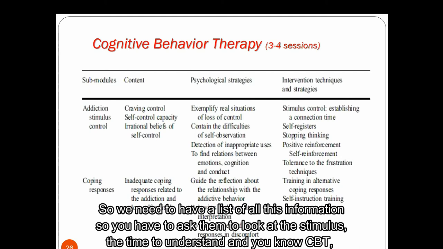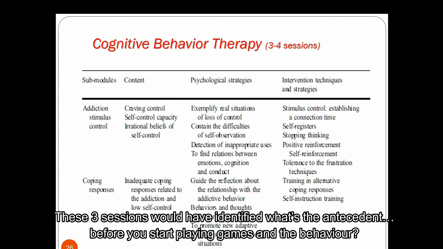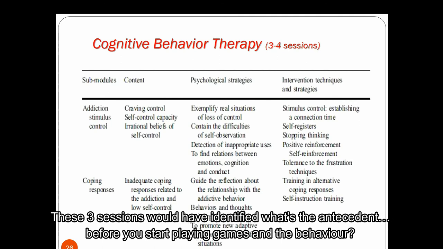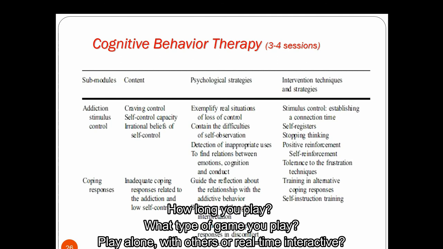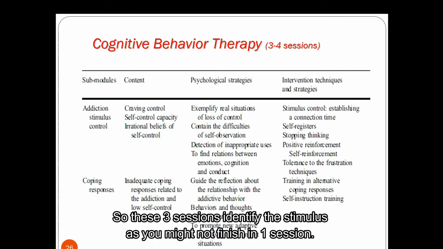And you know, CBT, the main thing is what? ABC, the antecedent, behavior, consequences. These three sessions we had to identify. What's the antecedent? What was before that you start playing games, okay? And the behavior, how long you play, what type of game you play. Play along with others, or real-time, interactive. Do you always lose? Do you need money to play or whatever? And how do you obtain the games? And what are the consequences. Okay, so these three sessions are to identify the stimulus, and you might not finish in one session.